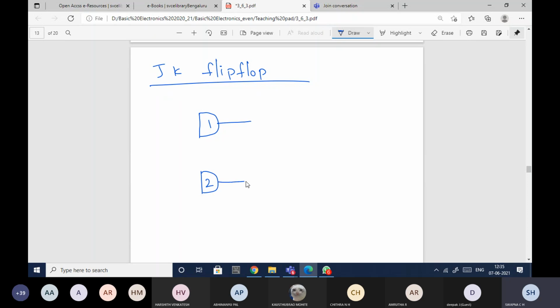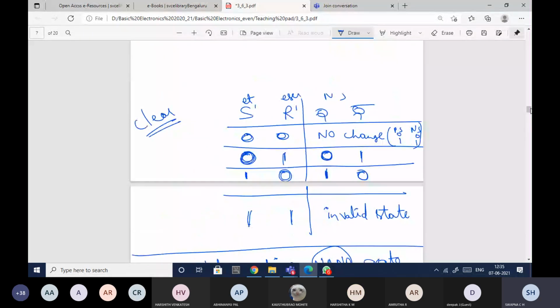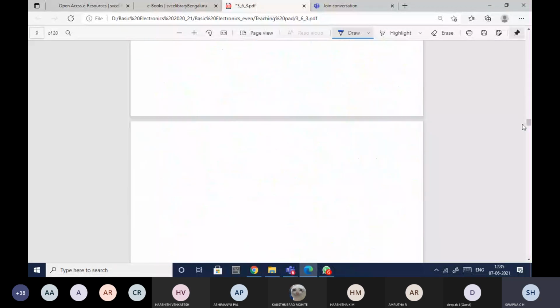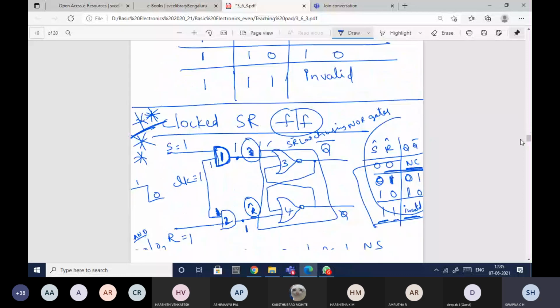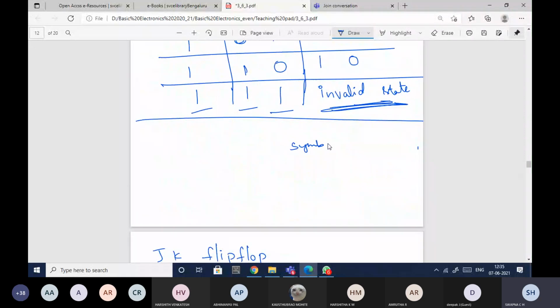This is the first AND gate, this is the second AND gate, and I'll give it to the SR latch. As I've already mentioned, I've shown you the symbol for your SR latch. This is the symbol for your SR latch. For the clocked SR flip-flop, the symbol is given as follows, and you'll have the same inputs. Wait, let me write this inside.